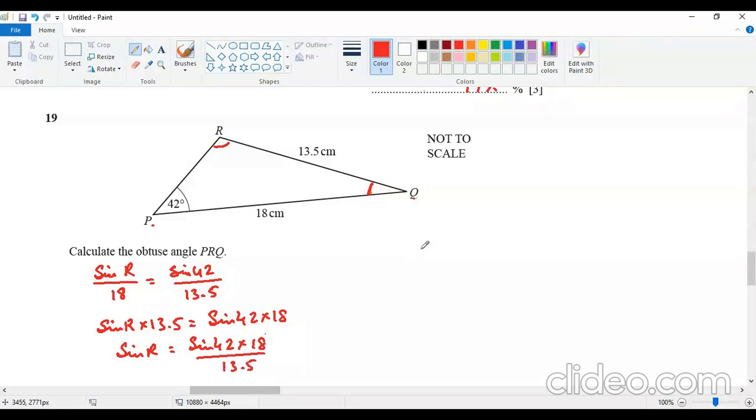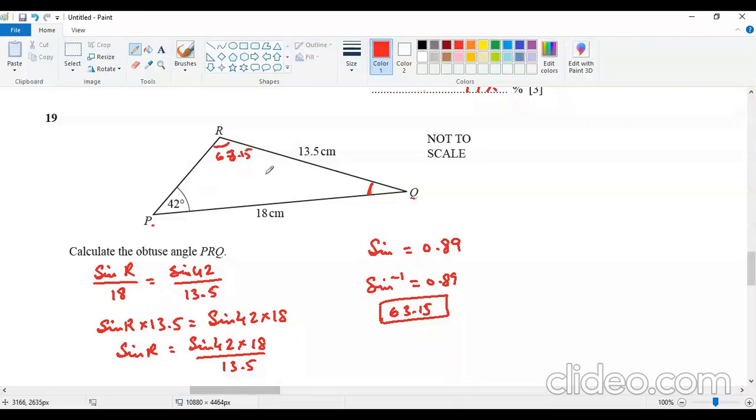So once this calculation is done, you will get the sine value as 0.89. Since you don't know the value of the angle, you'll be using the sine inverse of 0.89, which is going to give you 63.15. So 63.15 is this angle.